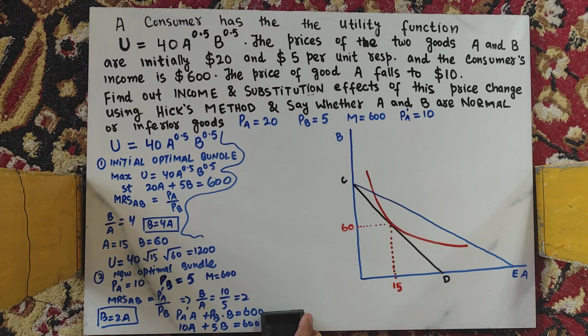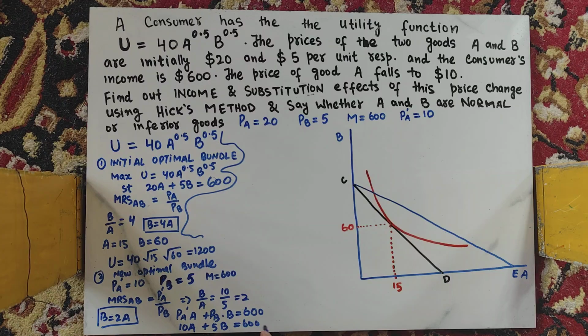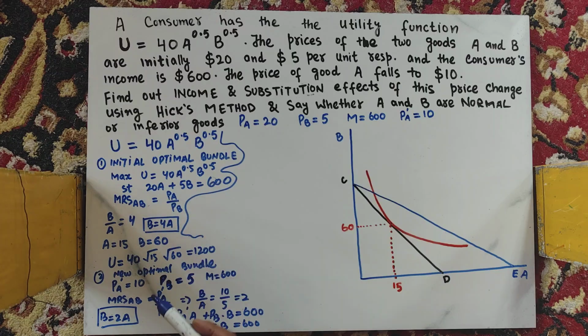Don't get confused. To find the new optimal bundle, I hope you are not getting confused here, I have to write this line first: maximize utility subject to the budget constraint. Again, maximize utility subject to the budget constraint. I don't have the space. I have calculated the MRS and equated it, and we got this relationship between B and A. Now plug B equal to 2A in this equation.